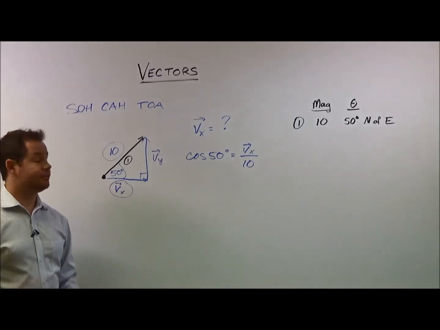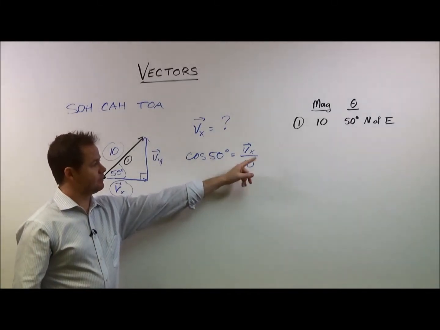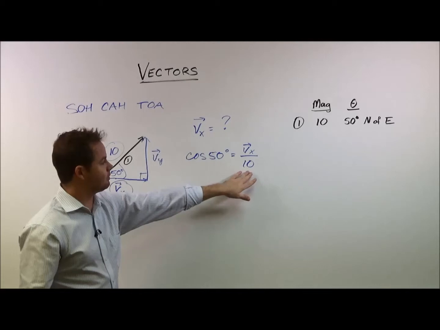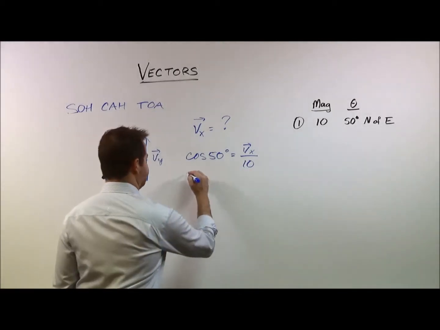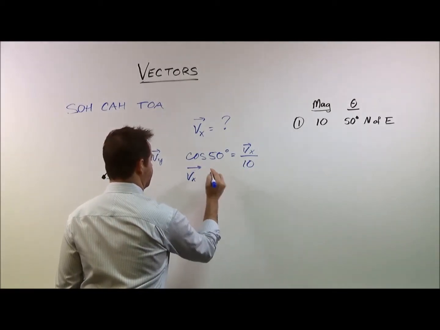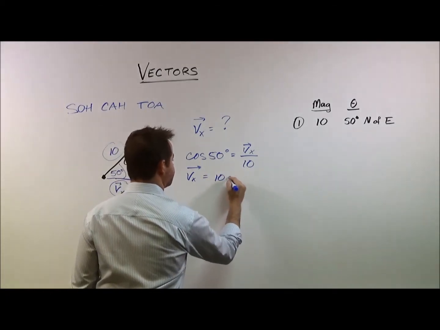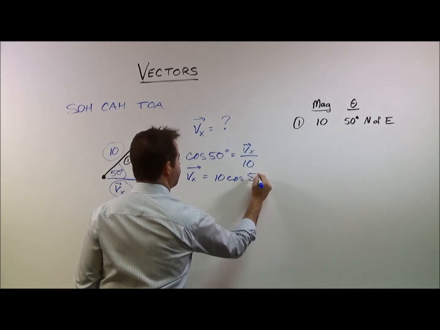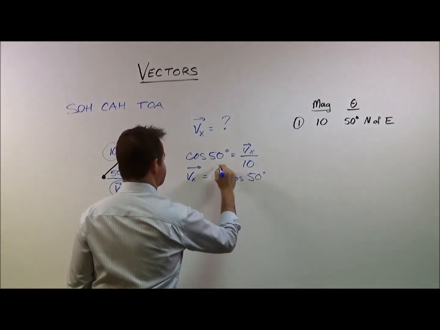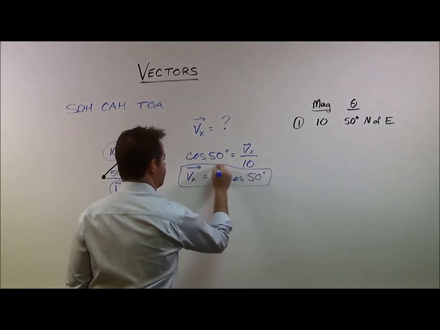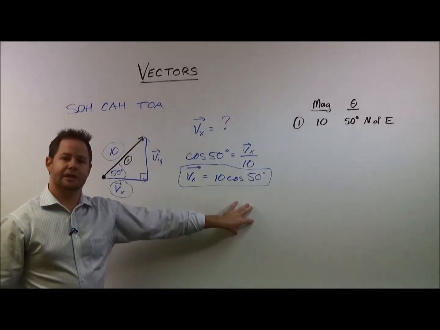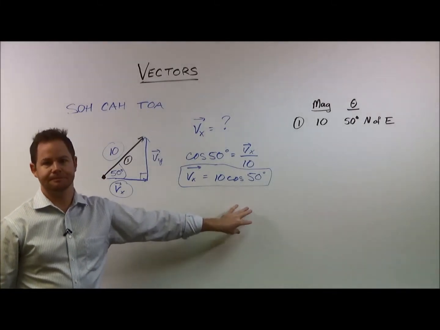And if we want to solve for Vx to get Vx by itself, a little algebraic manipulation here, we can multiply both sides by 10. So Vx, our horizontal component of this vector, will equal 10 times the cosine of 50. And that's something that you can use your calculator to calculate the exact decimal value if need be.